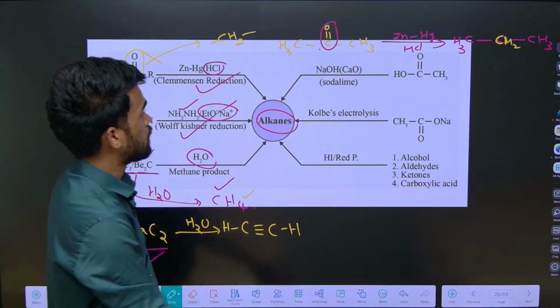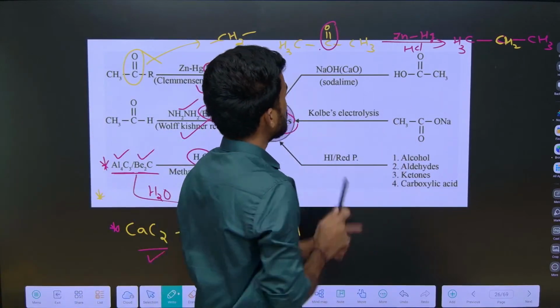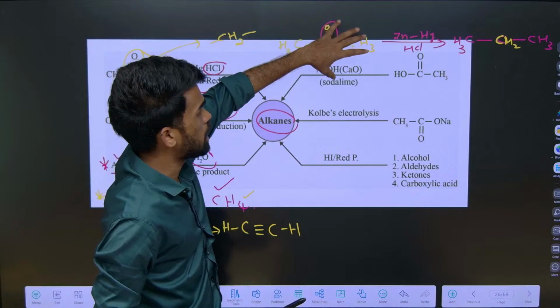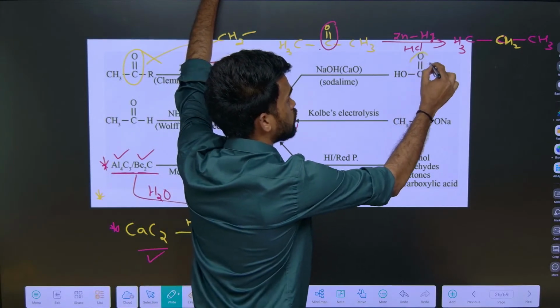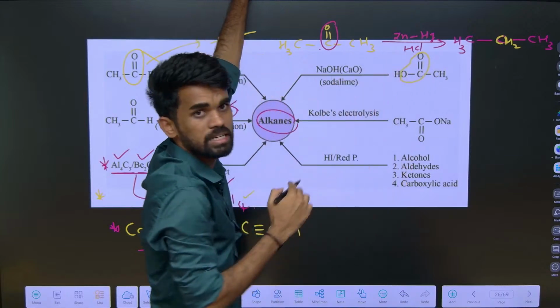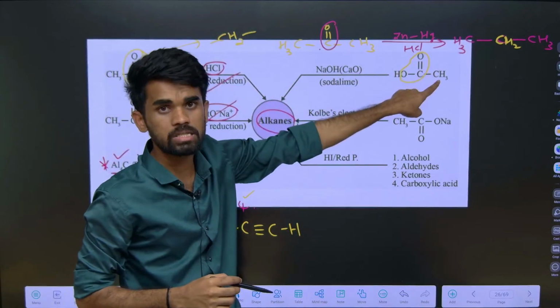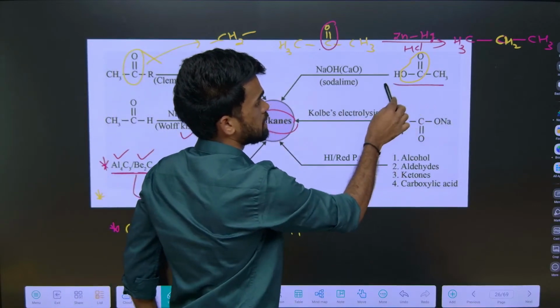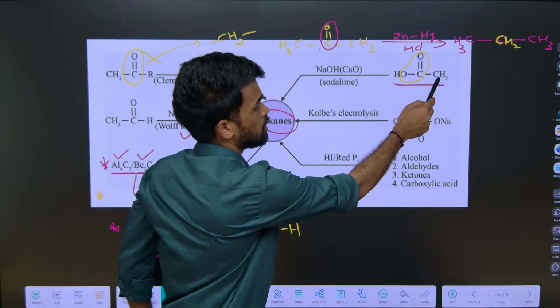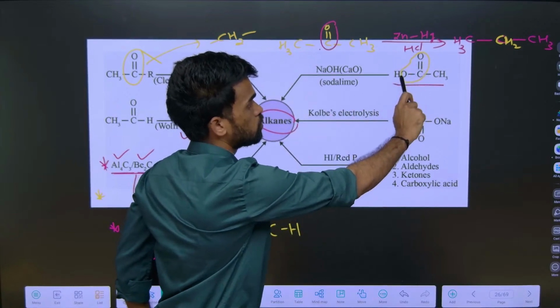Okay, next here, see what is this process, like soda lime. What is the use of soda lime? We can remove this CO2 gas, decarboxylation we can say. So decarboxylation of a carboxylic acid gives the respective alkane. Here acetic acid is there, so how many carbons are there? Two carbons are there. So remove the CO2.